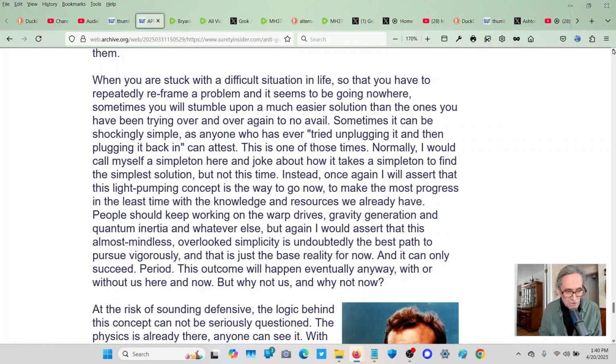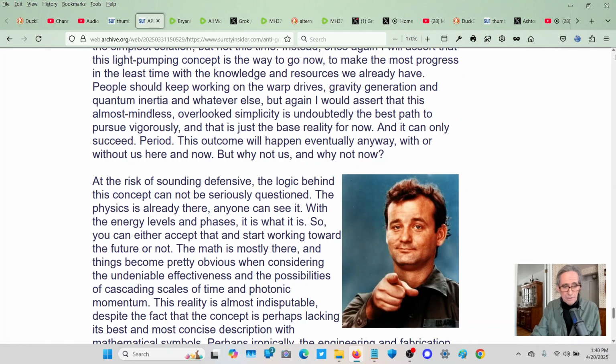But again, I would assert that this almost mindless, overlooked simplicity is undoubtedly the best path to pursue vigorously. And that's just the base reality for now. And it can only succeed, period. This outcome will happen eventually anyway, with or without us here and now. But why not us? And why not now?